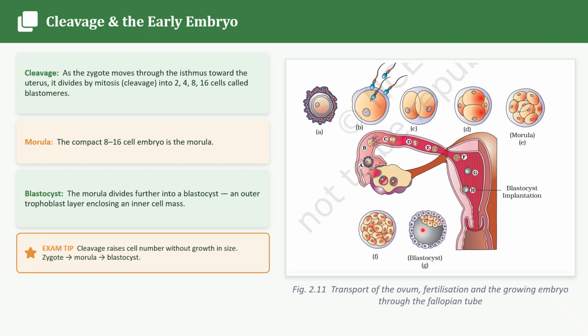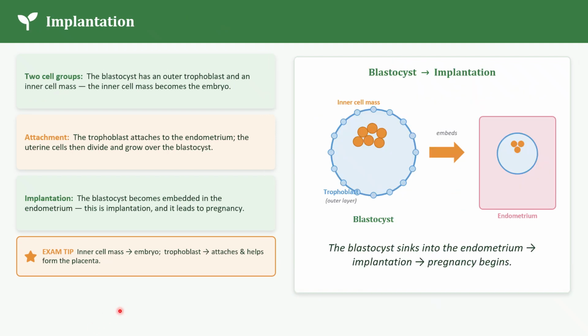So you should learn the sequence of development. First, the zygote is formed. It undergoes cleavage, and then blastomeres are formed. Then the morula is formed. At last, the blastocyst. So here it is given, children. Go through this. Next, we are going to see the implantation.